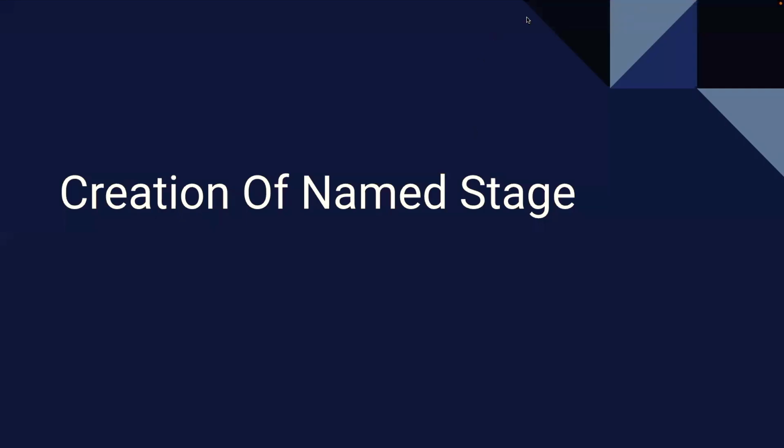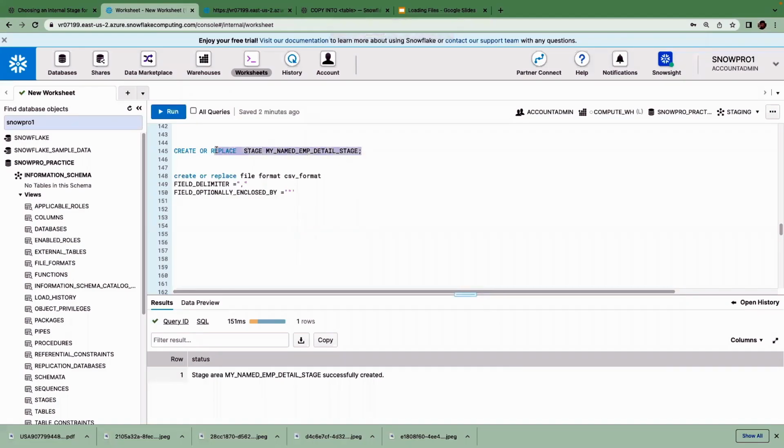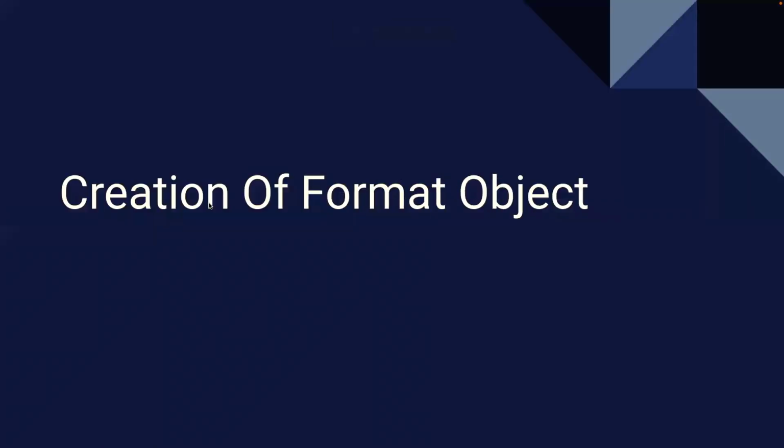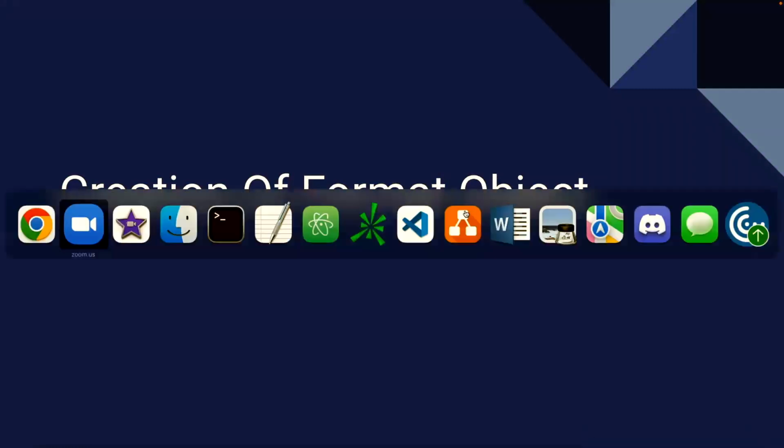Now, since the data is ready to stage, let's create the named stage in Snowflake. Let's create the file format object as well in Snowflake for the CSV file load.